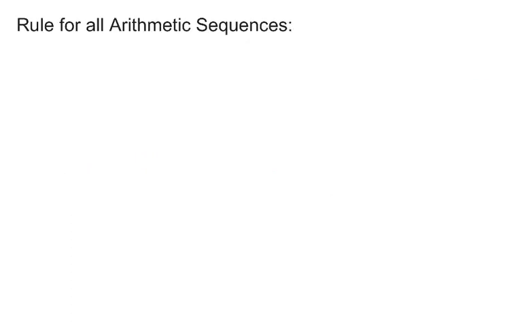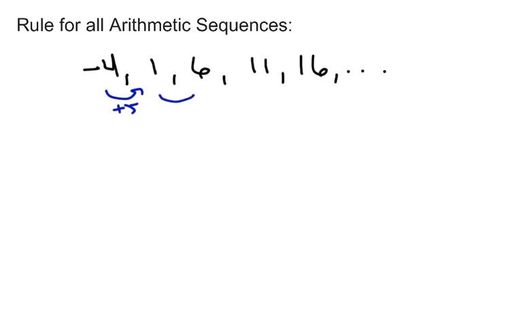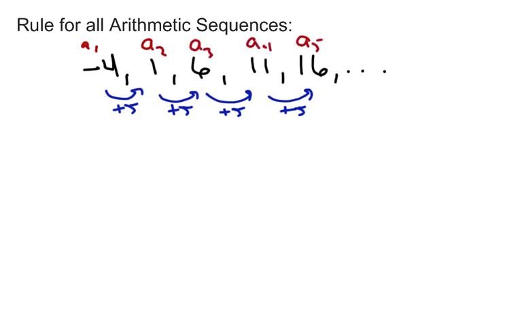Let's take a look at that first arithmetic sequence, the one that started with -4, 1, 6, 11, 16, and so on, and see if we can come up with a way to make a rule for all arithmetic sequences. Now remember, what we did to get from one to the next was to add 5 every time. This being the first term, the second term, the third term, the fourth term, and the fifth term. What I want to come up with is the nth term.